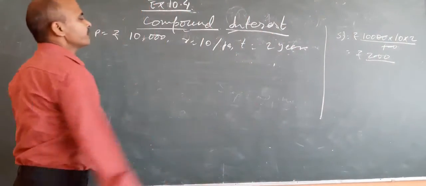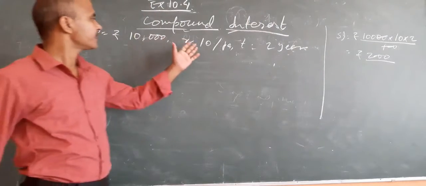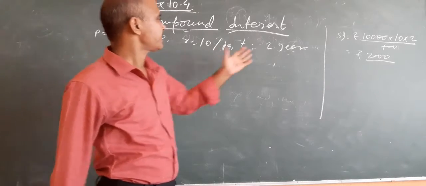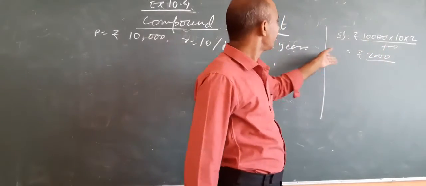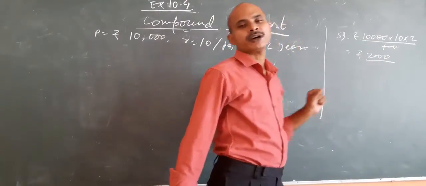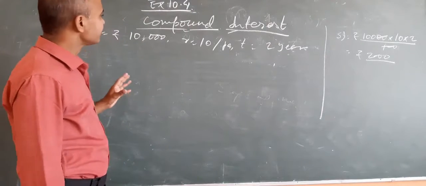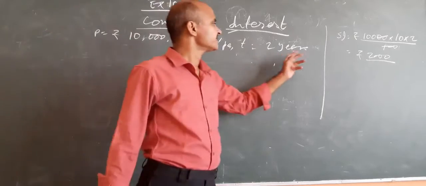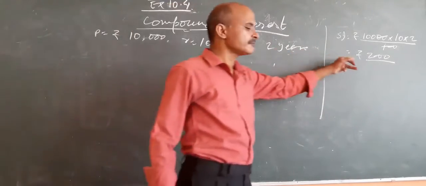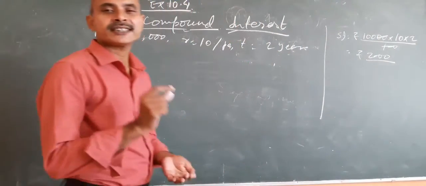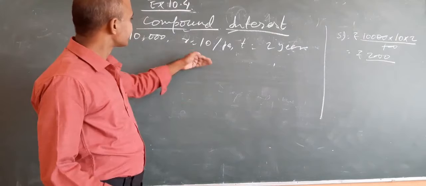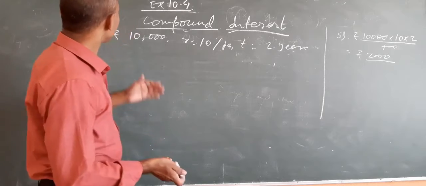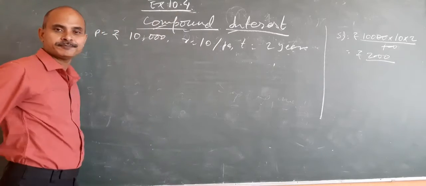Suppose we borrow rupees 10,000 at the rate of 10% per annum for 2 years. You already know how to calculate the simple interest: PRT by 100. On solving this, we get rupees 2,000. Simple interest on 10,000 at 10% per annum for 2 years is 2,000. Now we'll see how compound interest is calculated, and how much it is.